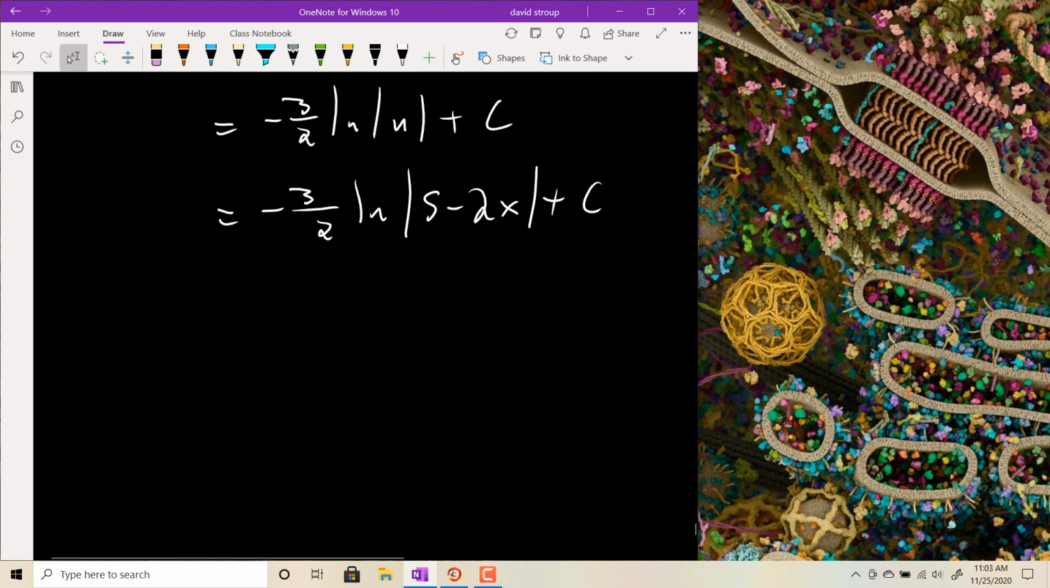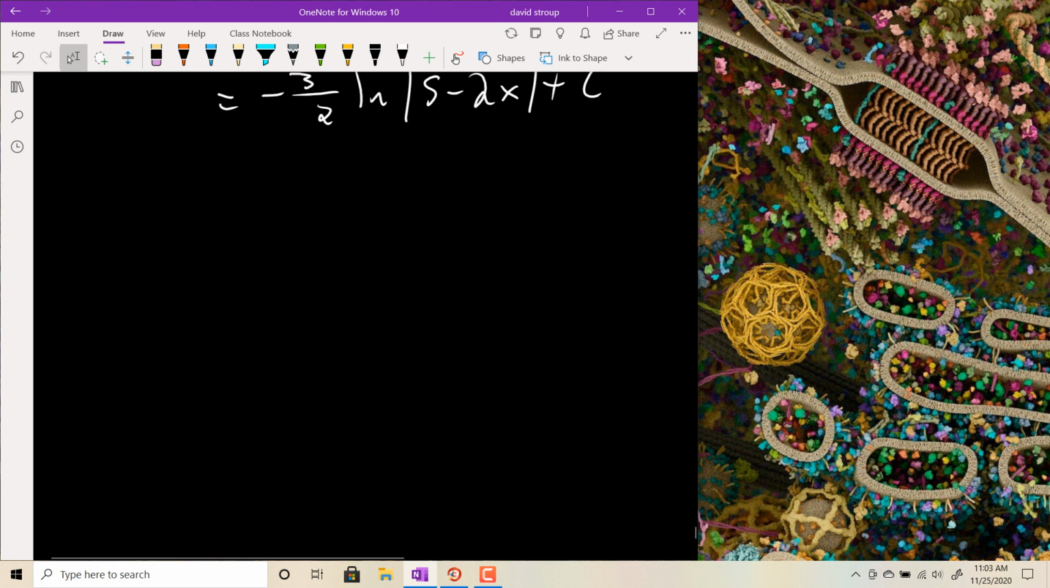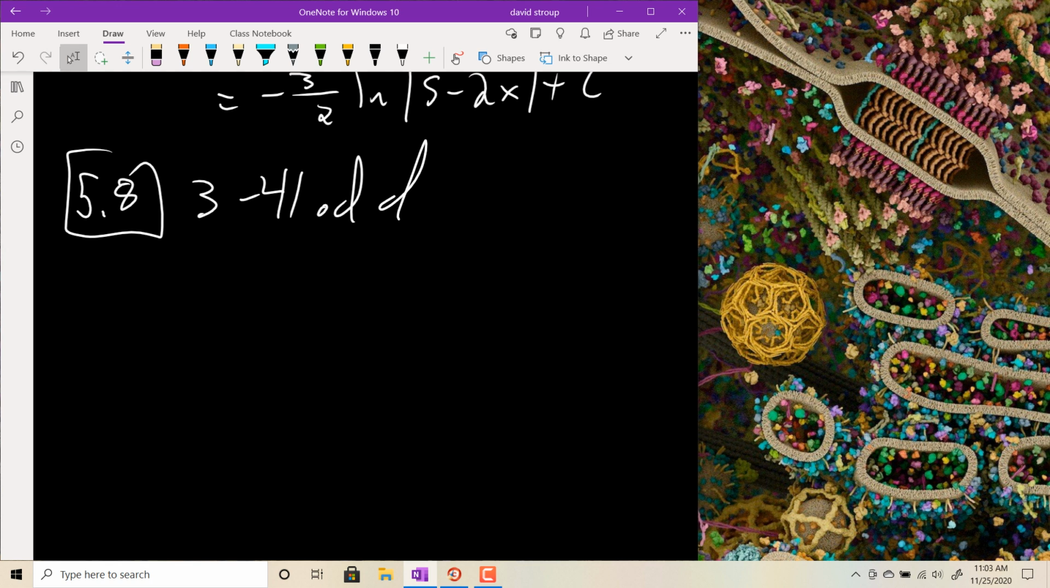Okay, the last section I'm going to put in there is 5.8. I'm not going to put the hyperbolic functions on this test. These are the 5.8 inverse trig formulas that you need to know.